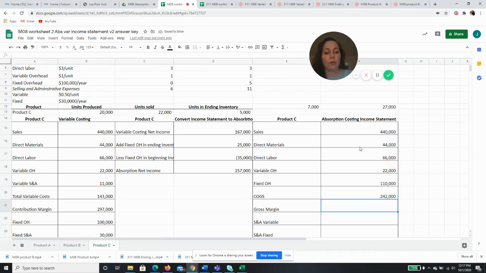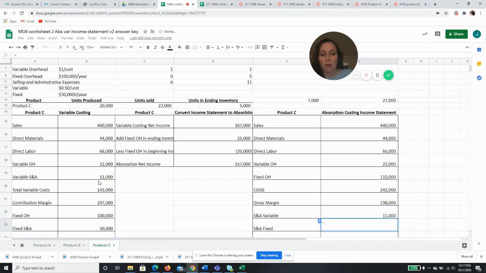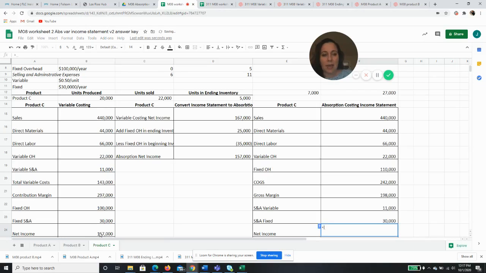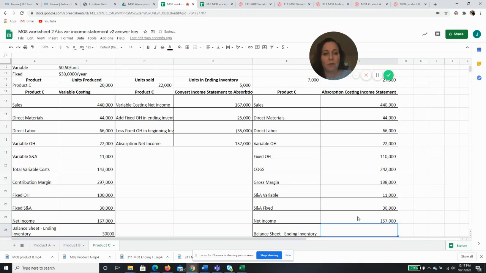We're going to add up those product costs, being careful not to include sales. All right, and then we're going to calculate our gross margin by taking our sales of 440,000 minus our cost of goods sold of 242,000, giving us a gross margin of 198,000. We're going to subtract our S&A variable and our S&A fixed, and that's going to give us net income of $157,000, which is exactly what we already calculated. So that is a really good sign.